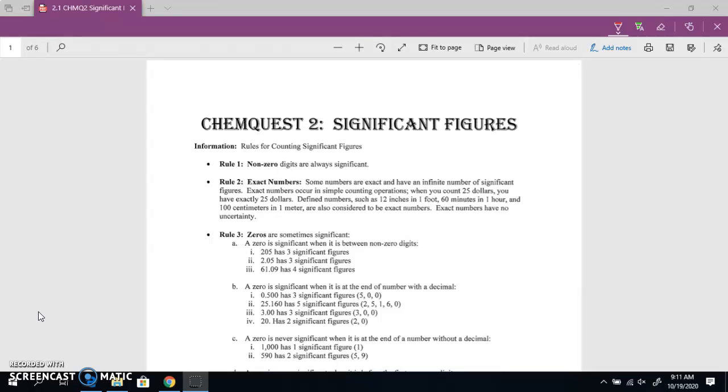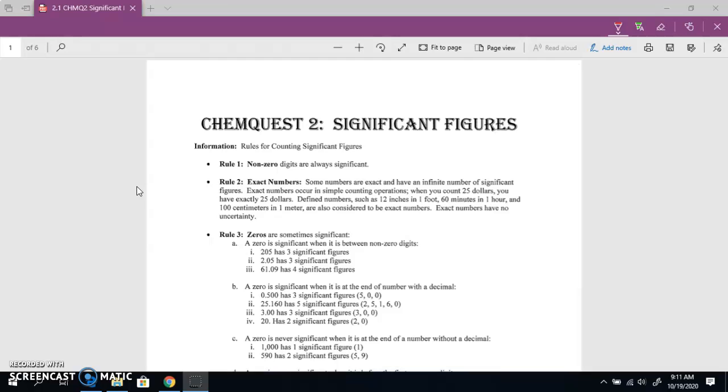Today we're going to learn how to round a number to a certain number of significant figures. It's really simple. We're also going to learn how to round multiplication and division problems to the correct number of significant figures. Both of those topics mean that you have to know how to count significant figures in a number. So we're going to start out by reviewing the rules for counting significant figures in a number.